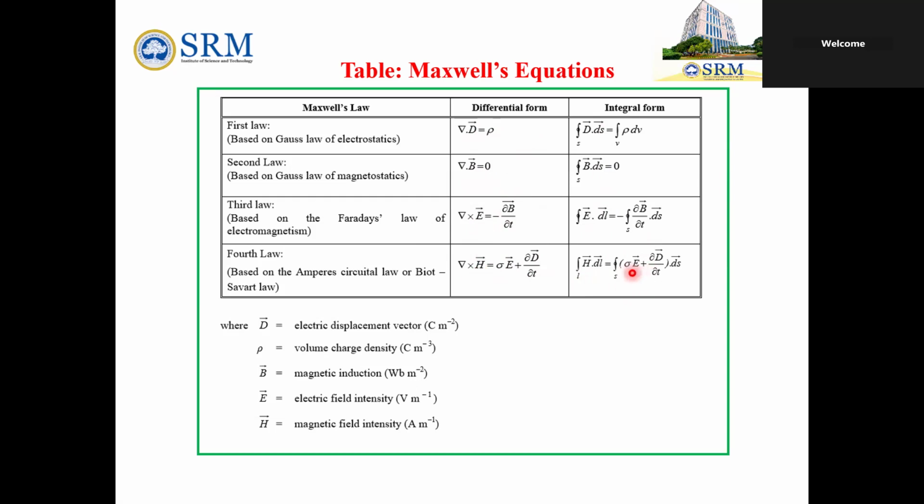Already in the previous class we discussed the total current density. The total current density can be classified into two parts: one is the conduction current density, and the other is the displacement current density in dielectric material. Now we will discuss them one by one.